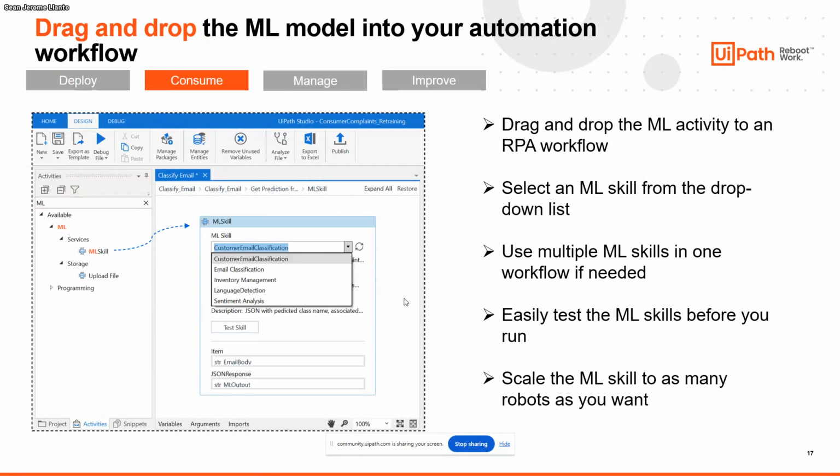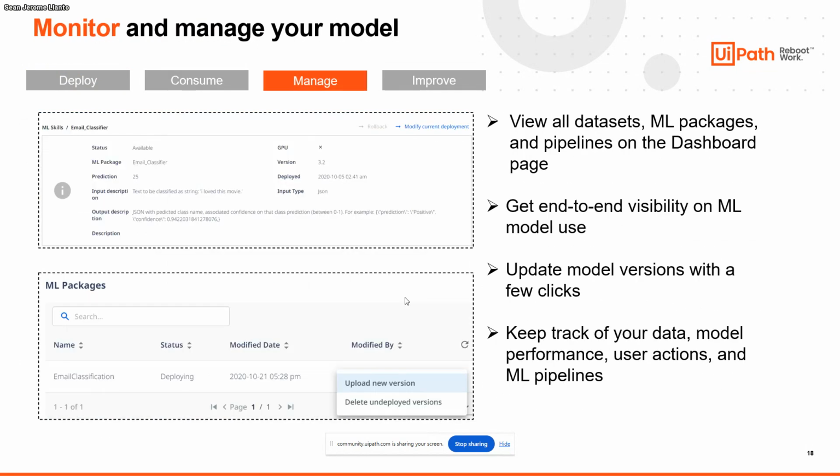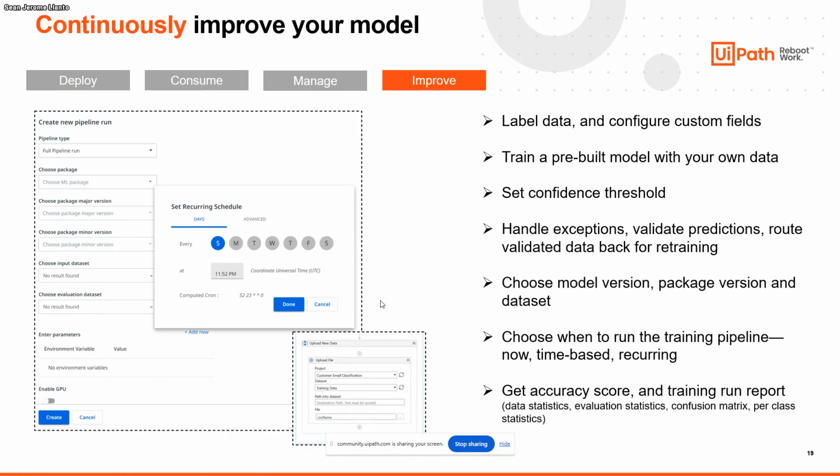As Fanny will be showing you later in the email classification, he'll show you how the machine learning model is consumed once it has been deployed in UiPath AI Center. You're able to manage the model via the same platform and get end-to-end visibility of its use. You can create multiple datasets, packages, and pipelines, and see the different updated versions in just a few clicks. You can keep track of the performance of that specific ML model, and Fanny will show that in the next few slides. It doesn't end there. Once you deploy something, you can also retrain the model so that it improves the more you use it.